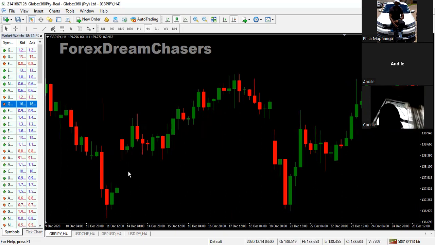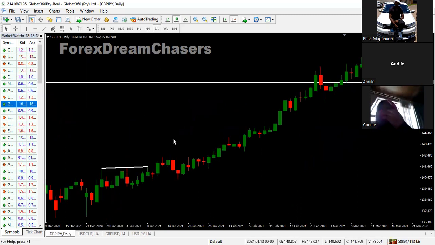Gaps work as support and resistance. This one is going to be our support. This one is going to be our resistance. So if you see something like this, let's say you notice that the price gapped here. Usually when you see a gap like this, it's going to be Monday morning. You won't find a gap like this one during the week. You'll find a gap like this on Monday morning. Let me go to daily to confirm that.